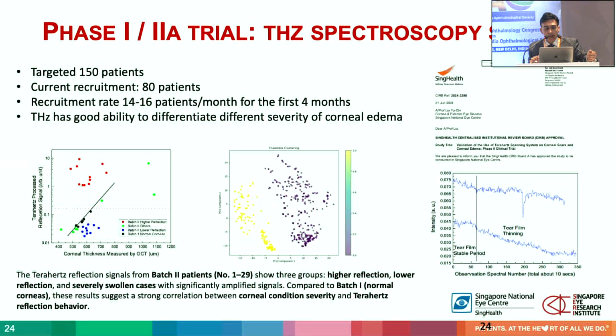The phase 2A of the study, the target recruitment is 150 patients. So currently we're on about 80 patients at the moment. And you can see from this chart, from the PCA plot on this side over here, a nice separation between normal controls compared to those that have edematous corneas or higher levels of hydration in the corneas. What we're now trying to do is upgrade the software in collaboration with the engineering university in Singapore to be able to convert this to a map profile as well.